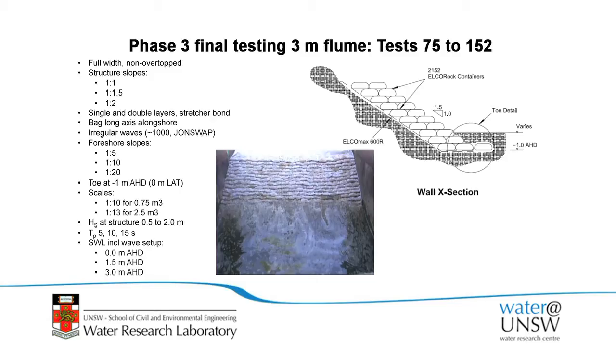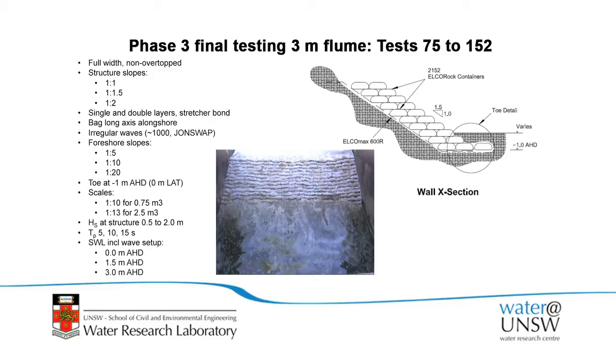We looked at 3 different structure slopes because most of these structures are built at a 1 to 1.5 slope, which is around about 30 degrees. But we also looked at a 45 degree slope, 1 in 1, and a flatter slope, 1 in 2. We looked at single and double layer structures, always in a stretcher bond, like a brick wall where each course is overlapping the course below it.